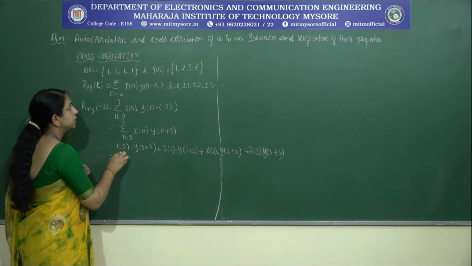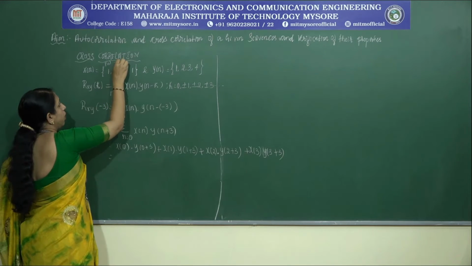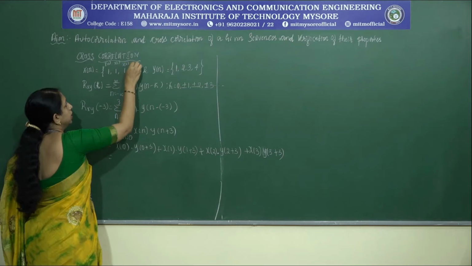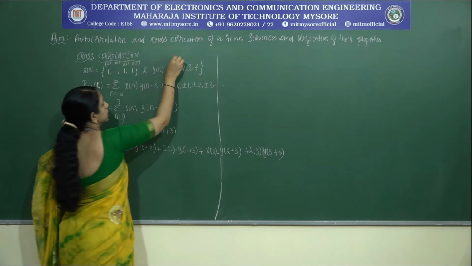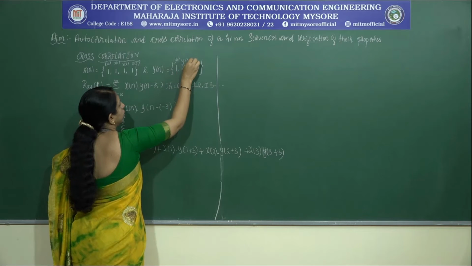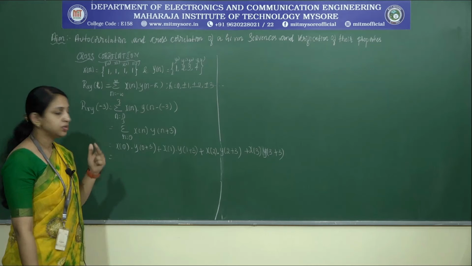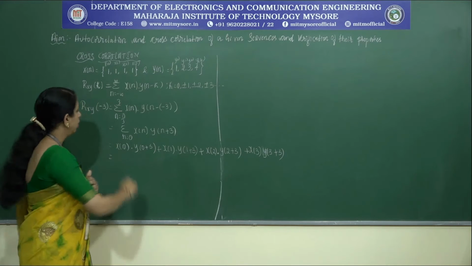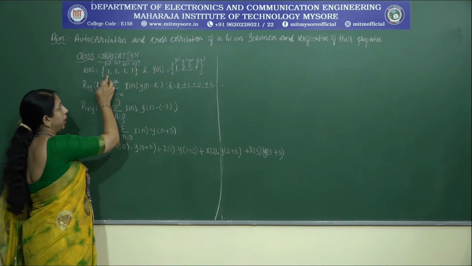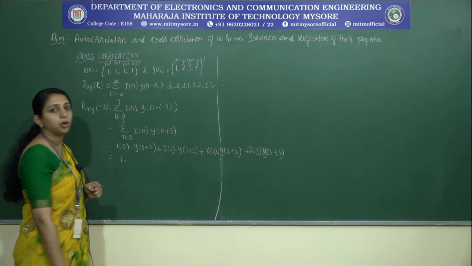What is x of 0? It is x of 0, x of 1, x of 2, x of 3, and this will be y of 0, y of 1, y of 2, and the last value will be y of 3. Now start to substitute the values. What is x of 0? It is 1. Write that into y of 0 plus 3, which is y of 3.